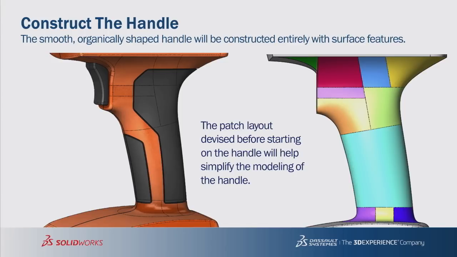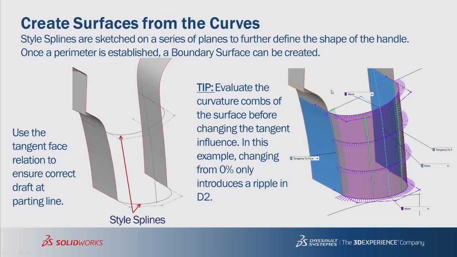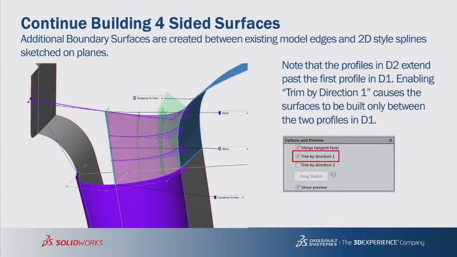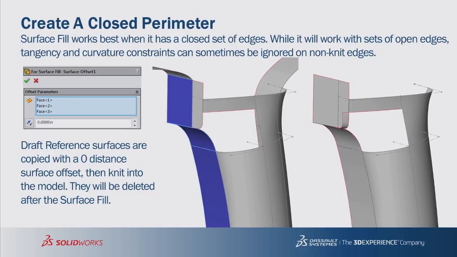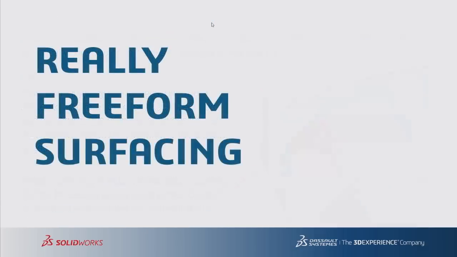So that smooth, organically shaped handle, we're going to use the surface features. Here is that projected curve. 2D sketch, 2D sketch, 3D profile. Create the planes, create sketches, create flat portions that we know are going to be in the model, planar surface, trim it back, continue building those four-sided surfaces between the curves that we set up, create guide surfaces for the surface fill such that we can tame what the shape of the surface fill looks like. Come in with that surface fill, slightly older screenshot here, the old yellow grid preview that I wish they brought back.